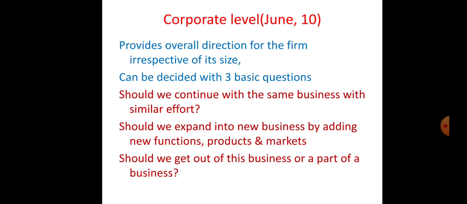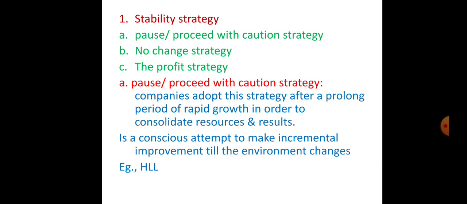That is, it can be decided with three basic questions: should we continue with the same business with similar effort, or should we expand into new business by adding new functions, products and markets, or should we get out of this business or a part of the business? This kind of analysis will be done at the corporate level. Again they think about the type of strategy they are following. Usually here we have two types of strategy, that is growth strategy and stability strategy.